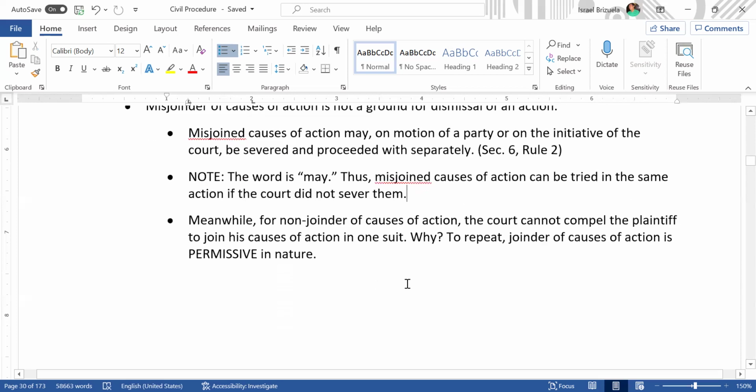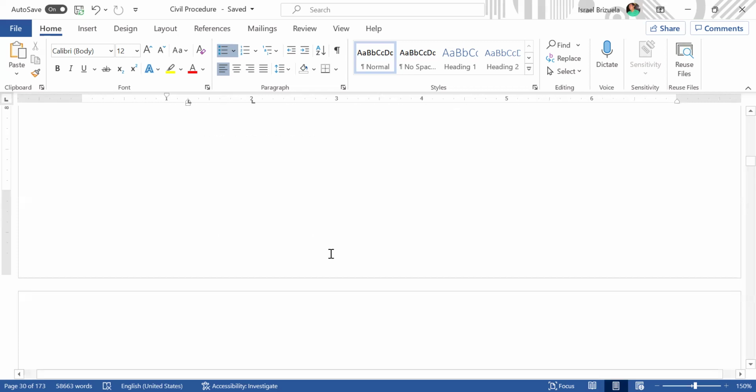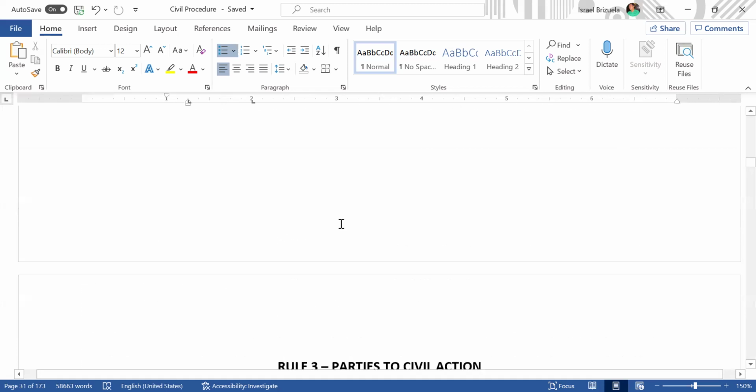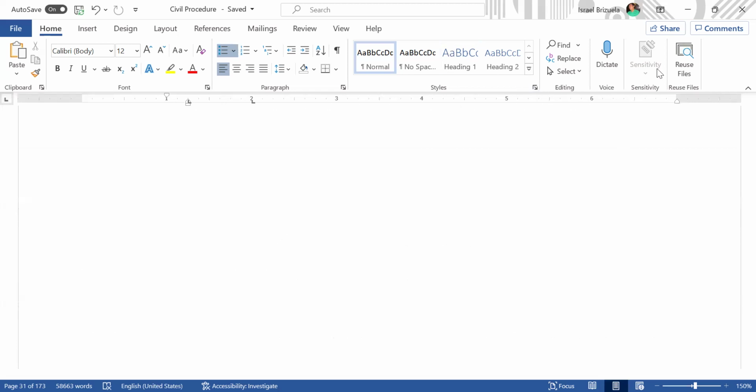Meanwhile, for non-joinder of causes of action, the court cannot compel the plaintiff to join the causes of action in one suit. Why? Again, joinder of causes of action is permissive in nature. That ends our Rule 2.